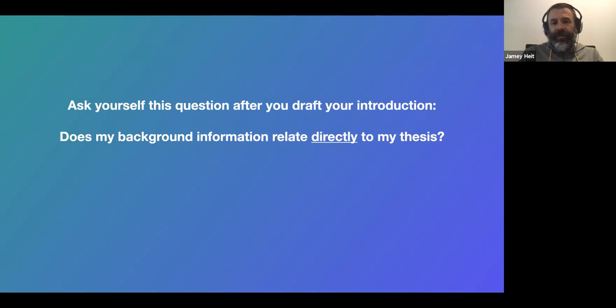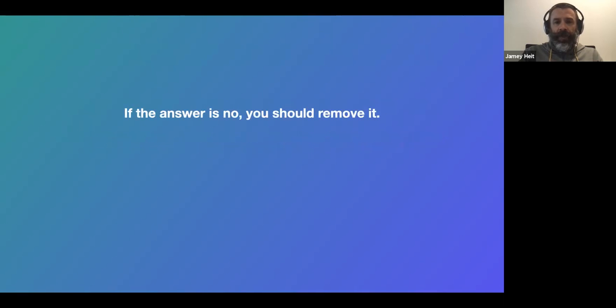There should be an obvious connection. And it's very simple to think that through. You just ask yourself, okay, how does my background information relate to my thesis statement? If you can't answer that question, based on what you have written, your reader's not going to be able to answer that question. So you want to work on those connections. Maybe provide more specific information, maybe remove information, but make sure that connection is clear. And obviously, if the answer is no, or you can't think of a clear answer to that question, you should remove that background information. Make sure those connections are clear, because if you can't find them, your reader won't be able to find them.